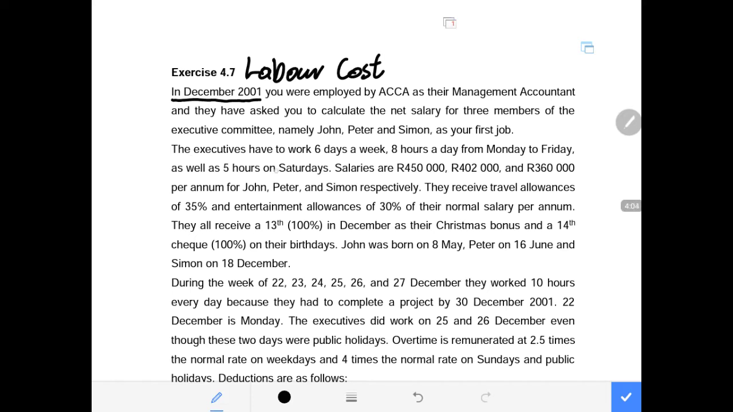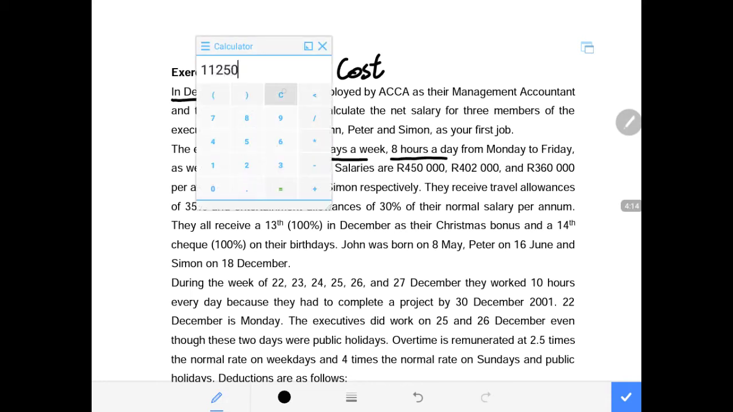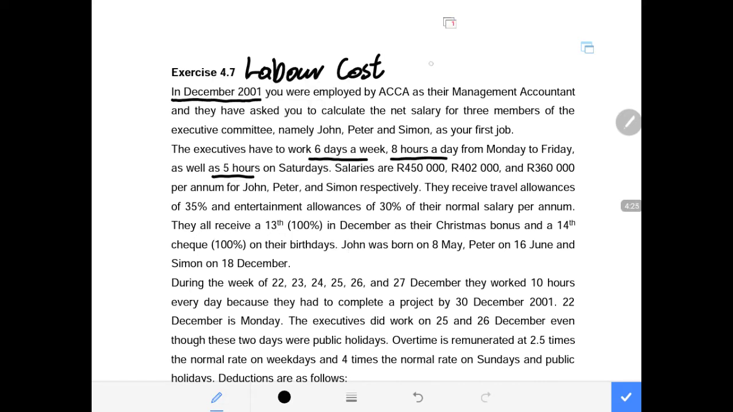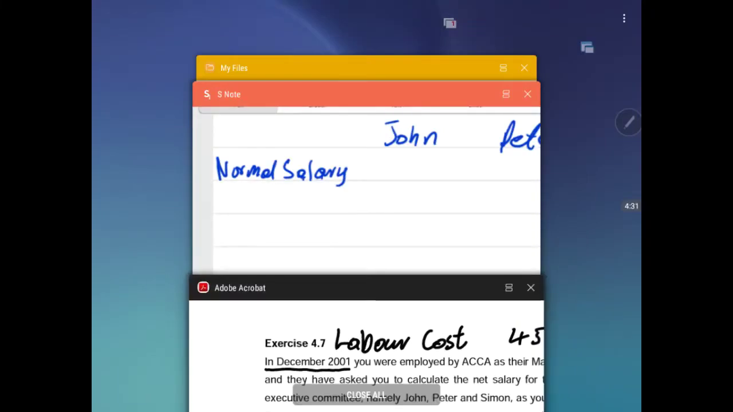The executives have to work 6 days a week, 8 hours from Monday to Friday, and 5 hours on Saturday. Let us calculate the total working hours for these employees, all 3 of them. 8 times 5 will give us 40 hours plus 5 hours on Saturday. That means normal hours are 45 hours.